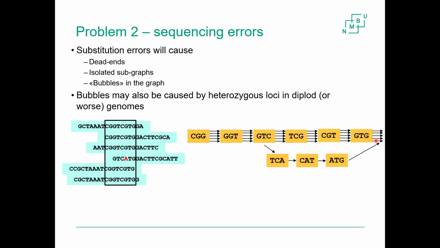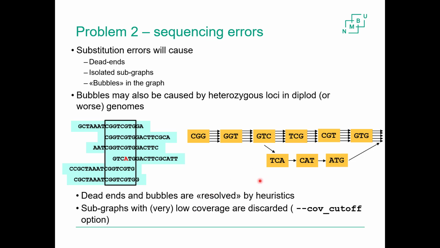And this is what we call a bubble in the graph, right? Where you have the normal path, you can say, and then you have an alternative one that is parallel in some region, and then it goes back into the normal path again. So these bubbles can be resolved to some degree by some heuristics in the software.